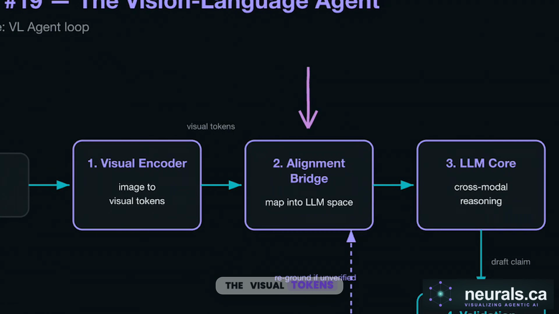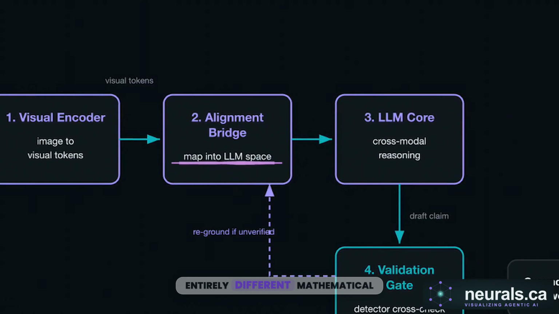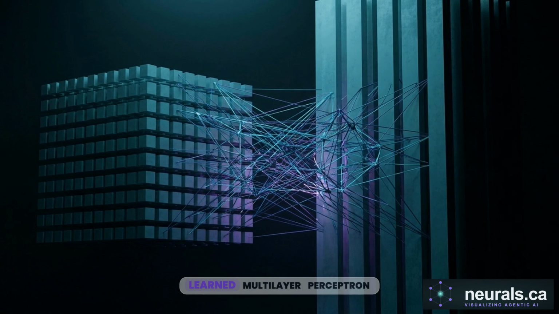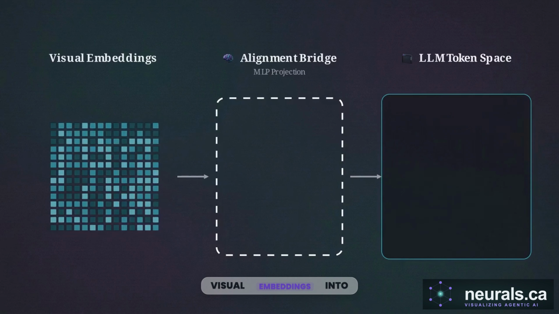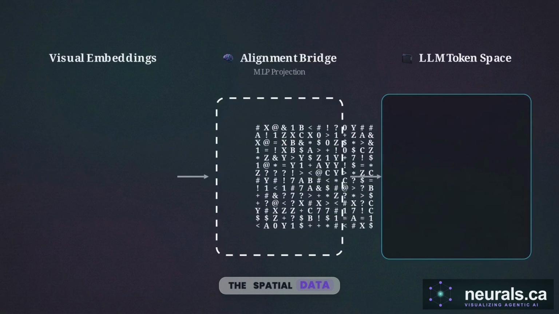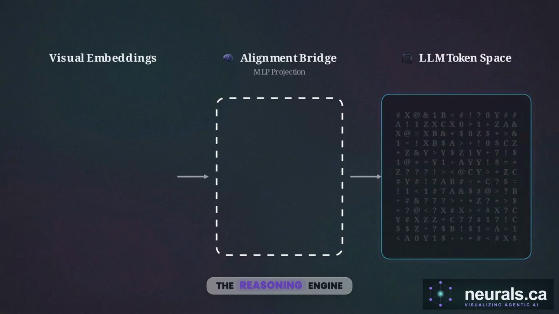Because the visual tokens exist in an entirely different mathematical vector space than language tokens, they require an optic nerve to connect them. An alignment mechanism, often a learned multi-layer perceptron or a Q-former, projects the raw visual embeddings into the language model's token space, making the spatial data mathematically legible to the reasoning engine.